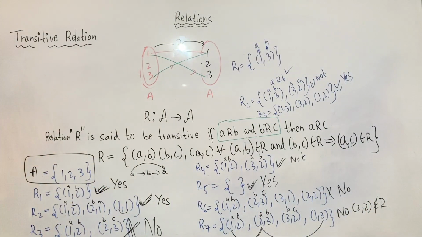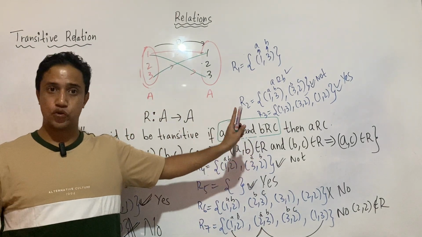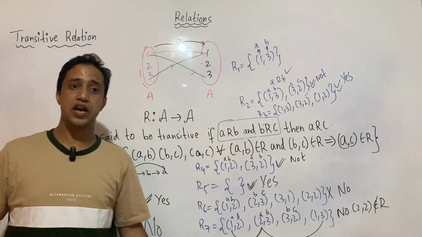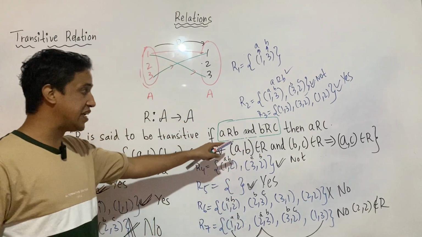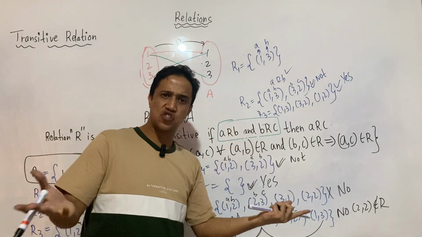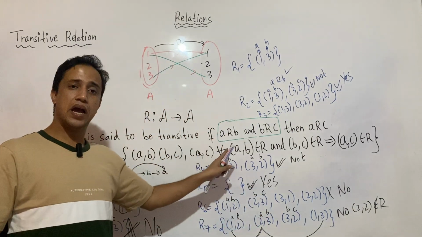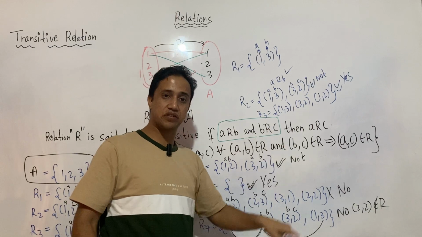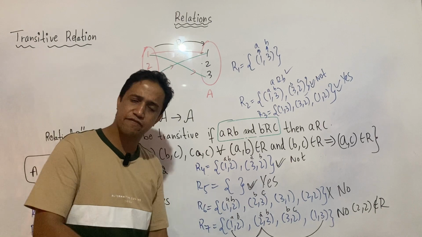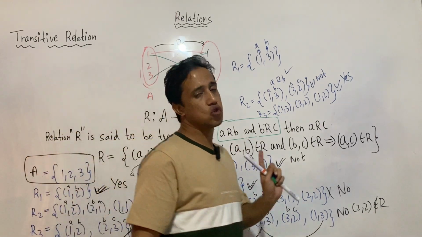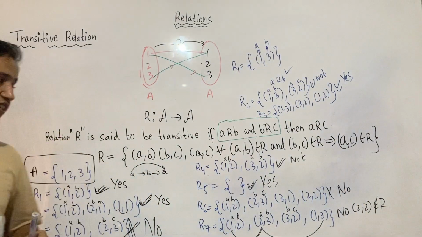So always remember, your relation is going to be transitive if A is related to B and B is related to C, then A must be related to C. But if only A is related to B and the relation of B with C is not given, then it's fine. There is no problem. If B is related to C and the relation of A with B is not given, it is fine too. Then again, it's the same thing. Okay. So I hope you understand this whole concept of transitive relation.